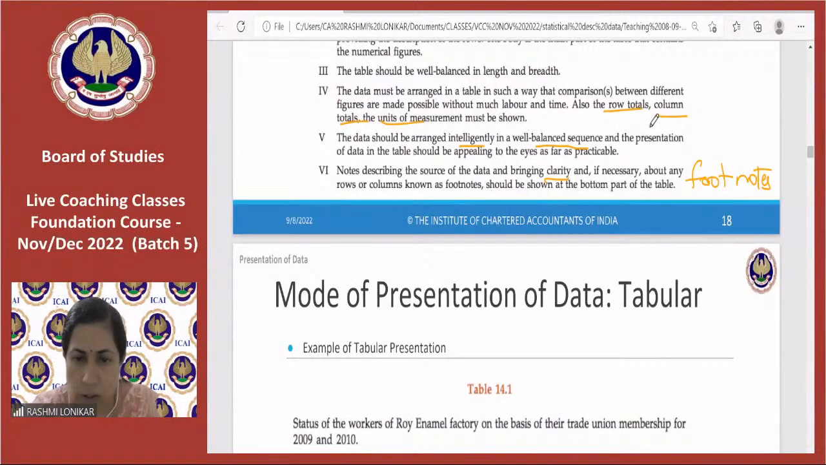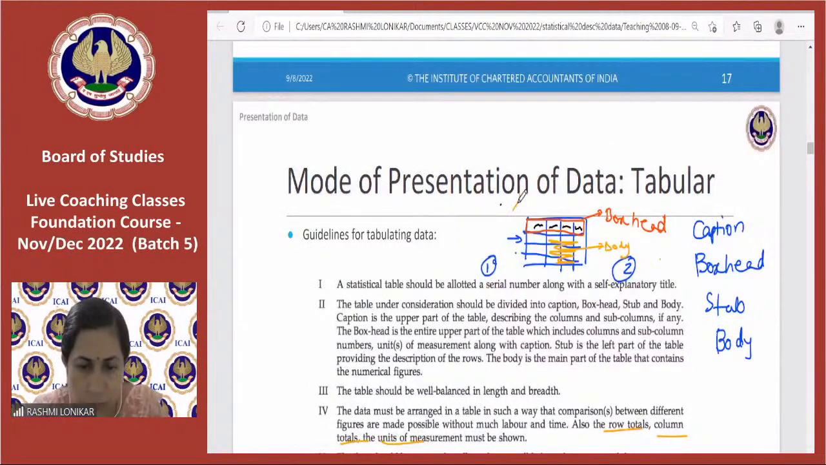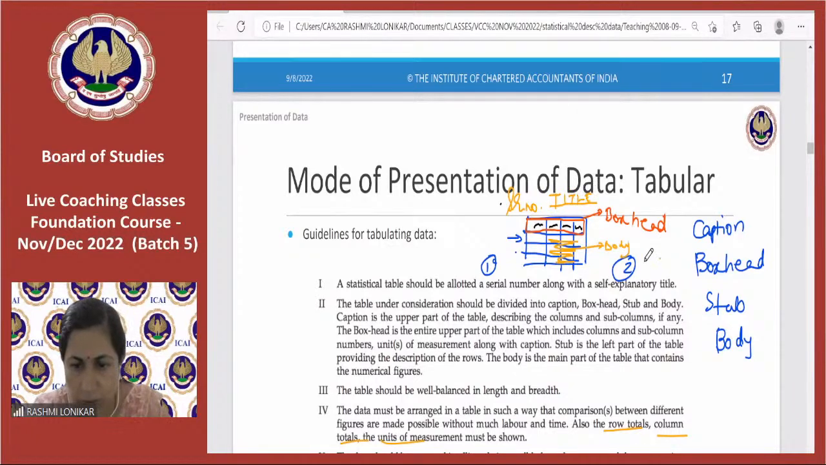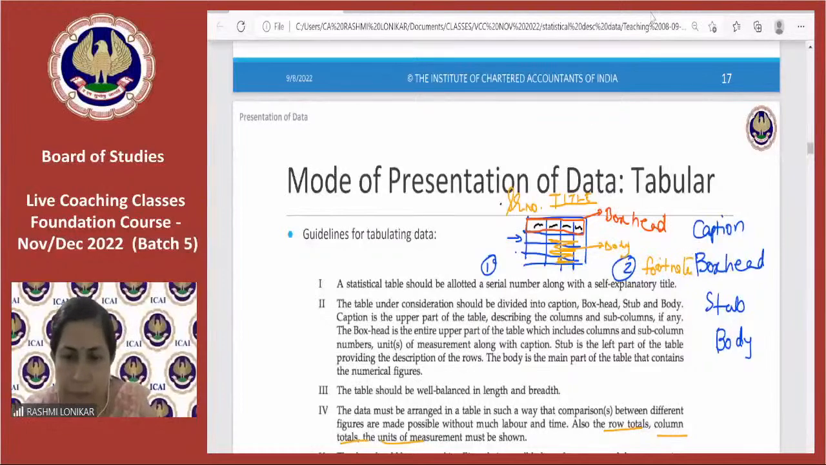So this will have a serial number. It will have a title. And then I will also have footnotes.